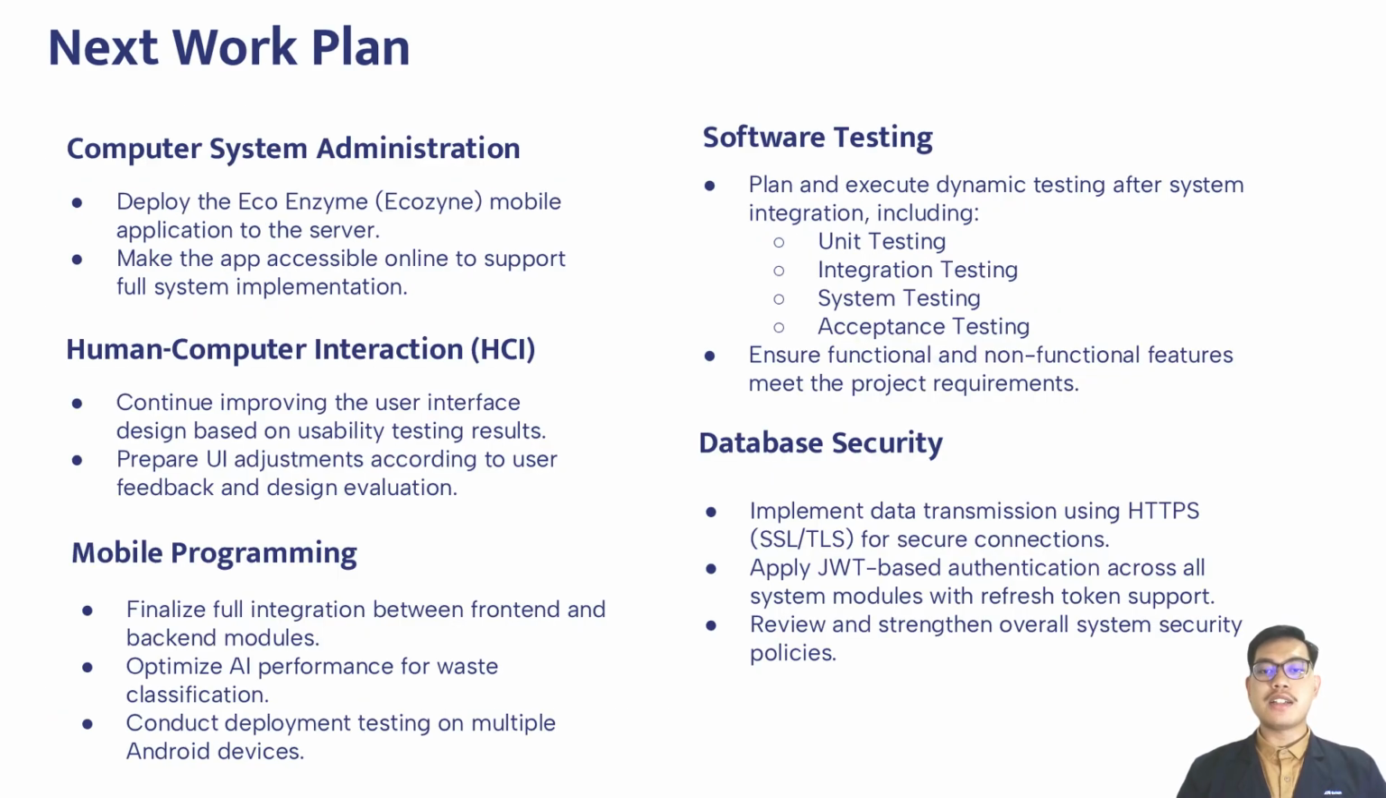Alright, thank you Ivandra. For the future work plan, we will deploy the Eco Enzyme mobile app to the server and enhance its interface based on feedback. Next, we'll complete front-end and back-end integration, optimize the AI waste classification, and conduct full testing, including unit, integration, system, and acceptance testing. Finally, we will implement JWT authentication and strengthen the overall security policy.